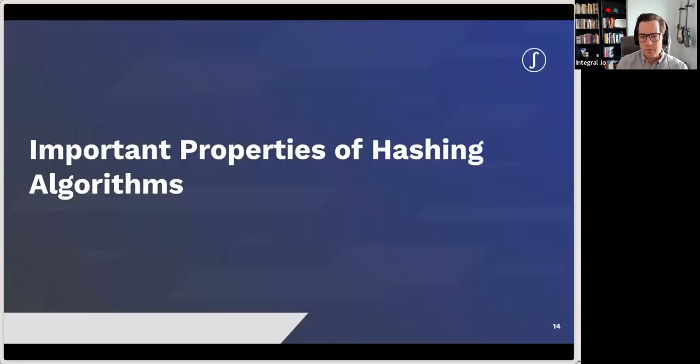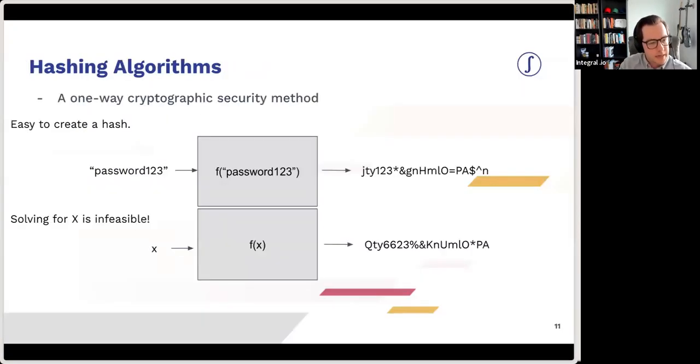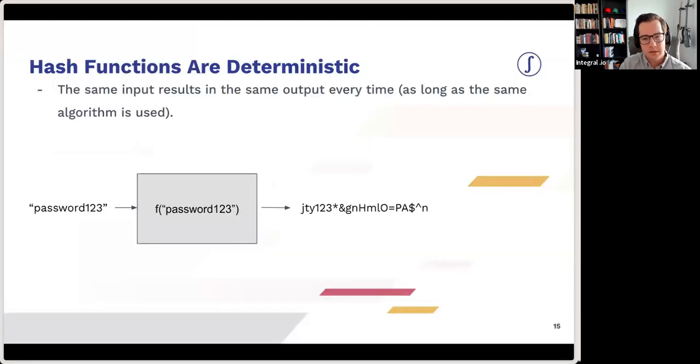There are a few important properties of hashing algorithms that we need to understand before we can understand how web security works. We talked about one already, which is that it's really easy to create the hash, but infeasible to figure out what the hash was created from, right? That's one very important property, but there are some others.